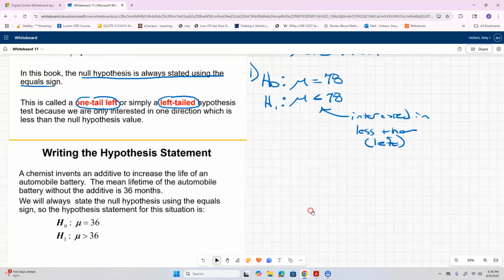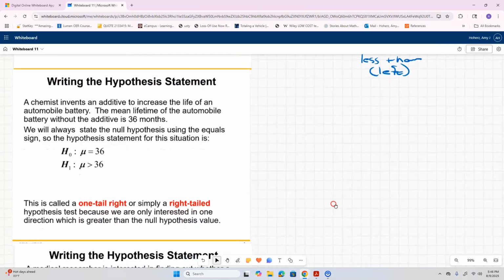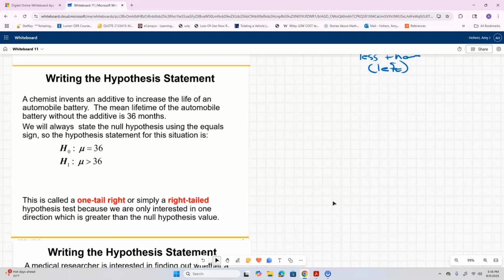Okay, now we're going to do another example. We're going to do 3 examples. There are 3 different things that can happen, so we're going to do an example of each. In this case, we have another one where we have a treatment. A chemist invents an additive to increase the life of an automobile battery. So the additive is like the treatment. The mean lifetime of the automobile battery without the additive is 36 months. So the status quo is that the battery has a mean life of 36.